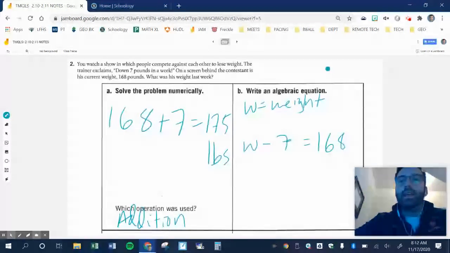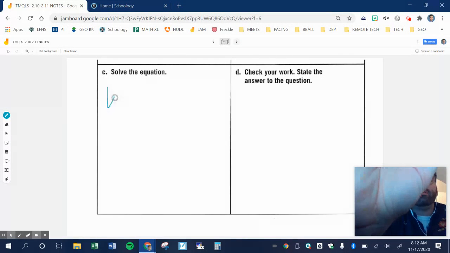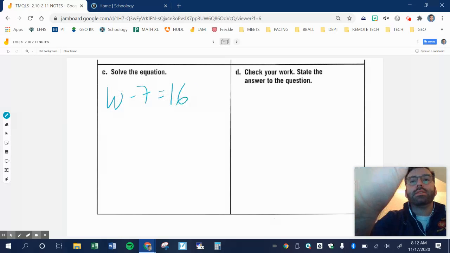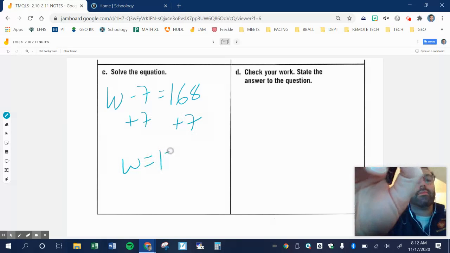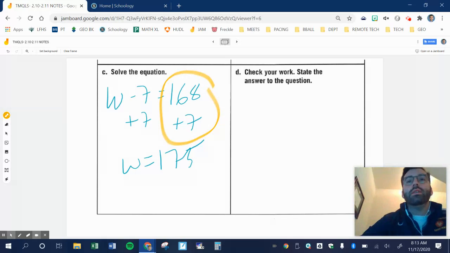This weight is really his weight last week. So if I lost 7 pounds last week and I ended at 168, that's how I got this equation. The weight last week is W minus 7 gives me 168. Well, obviously, to solve this equation, I have W minus 7 equals 168. I want to add 7 to both sides, and look, this matches what we did numerically.